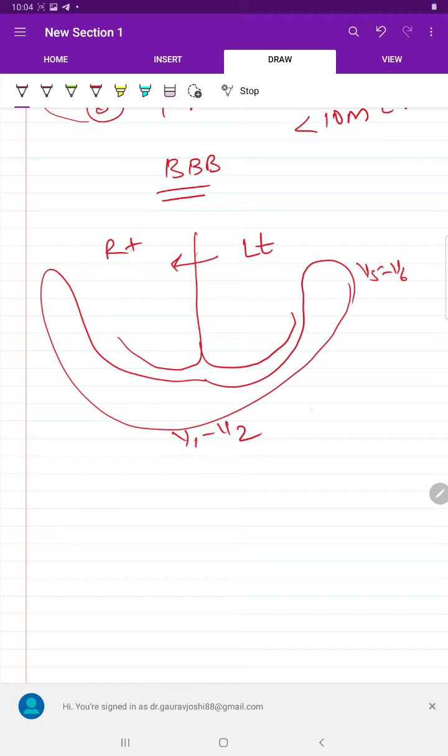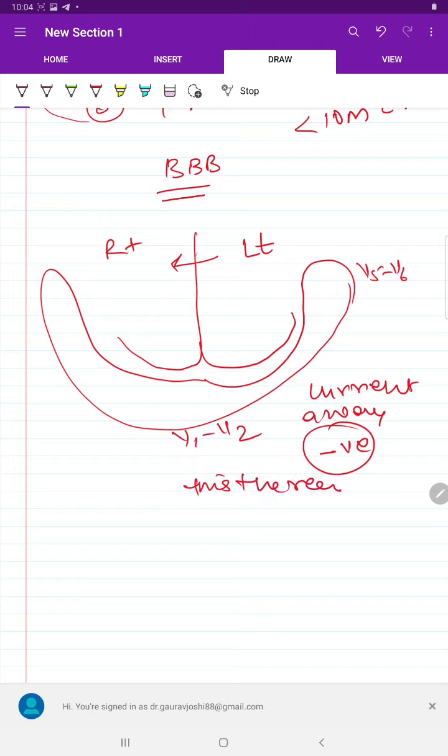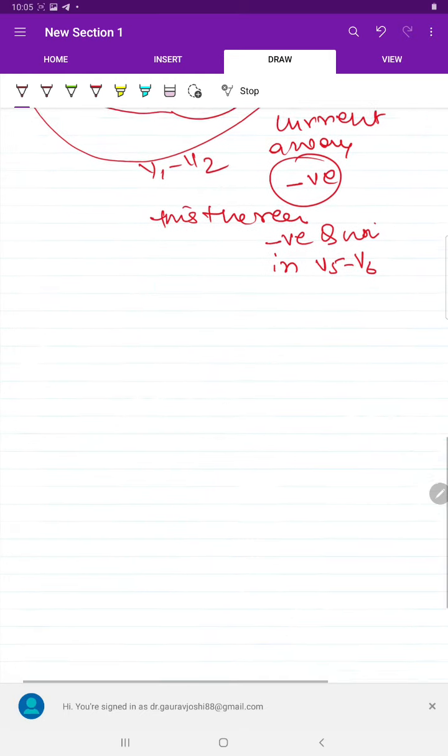When current goes away from somewhere, then it is a negative vector. I hope this is logical. You can remember this. This is the reason we find a negative Q wave in leads V5 V6, because the conduction goes from this direction. Okay, now coming towards the bundle branch blocks.